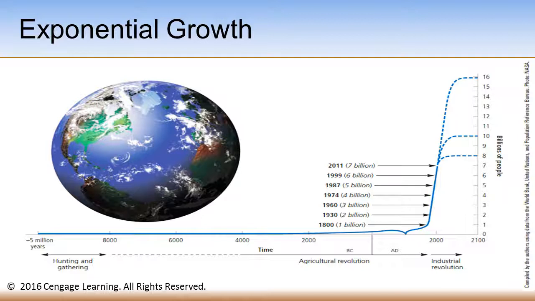Population is going to continue to rise. However, there is a decrease in the rate of population growth that is occurring in many different countries around the world, which we will discuss in more detail when we get to chapter 6.